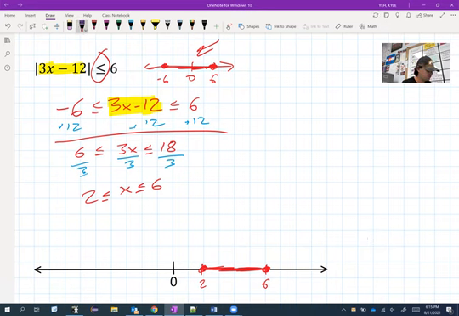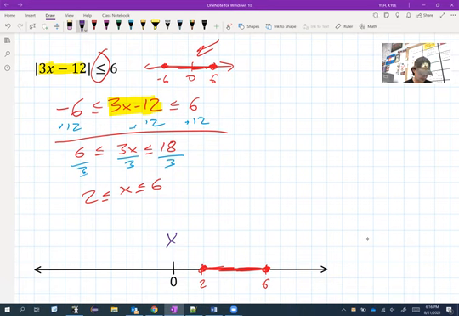And then I'll just check a few points. And maybe I'll do some mental math for this one. Try 0, plugging in 0. 3 times 0 minus 12, so 0 minus 12. That's negative 12. Absolute value of negative 12 is just 12. That is not less than or equal to 6. So that did not work. That's okay, didn't want it to.